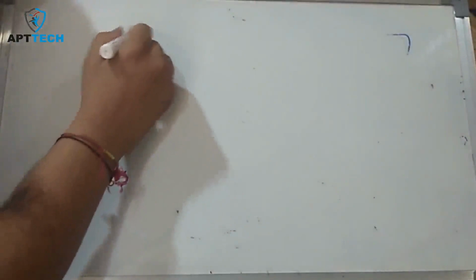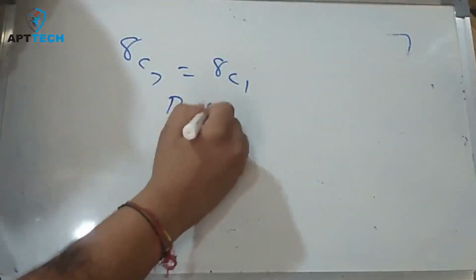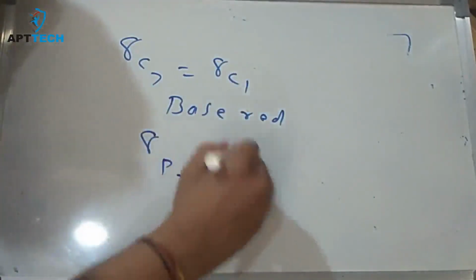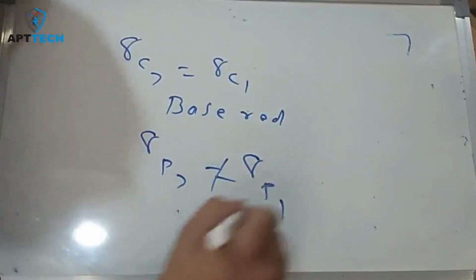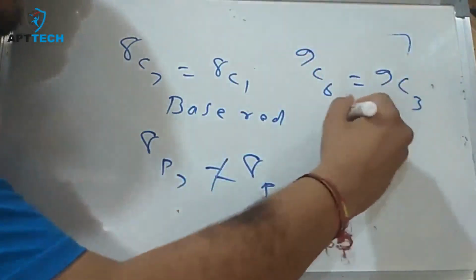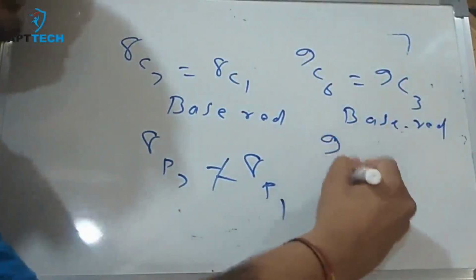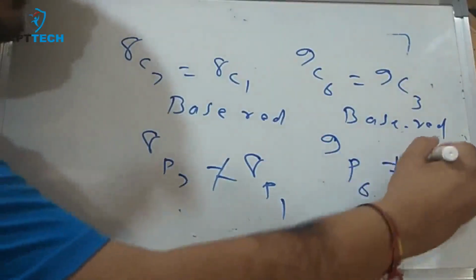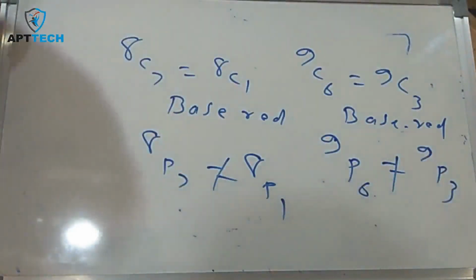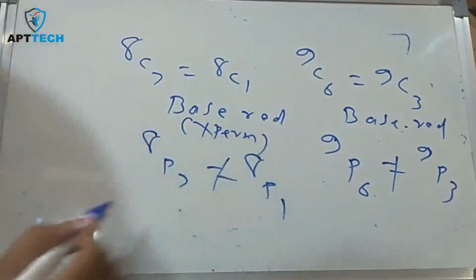Now we know that 8C7 could be 8C1 by the base reduction technique, but 8P7 cannot be 8P1. We know that 9C6 could be 9C3 by the base reduction technique, but unfortunately 9P6 is not equal to 9P3. So base reduction logic does not happen in permutation.